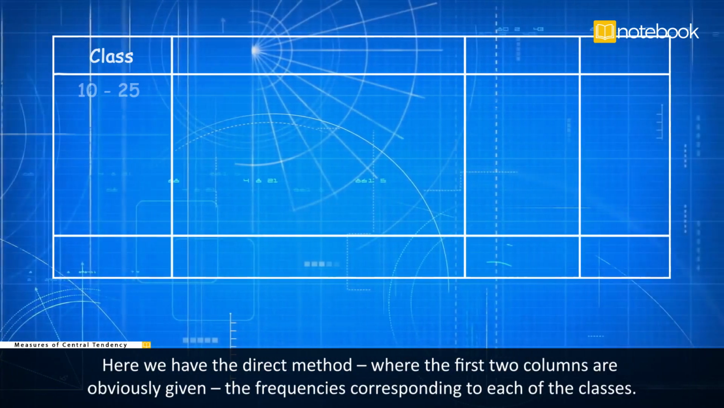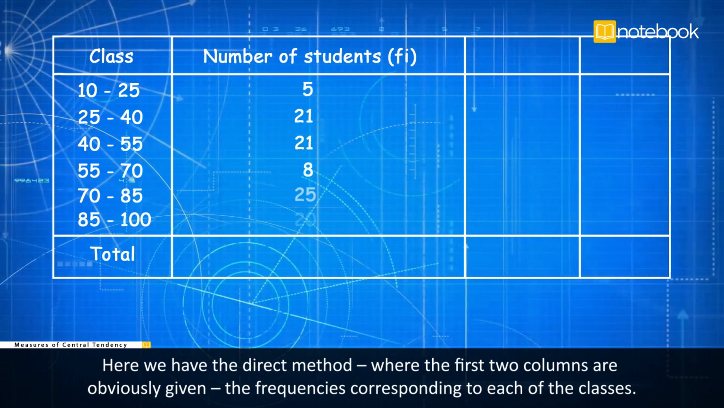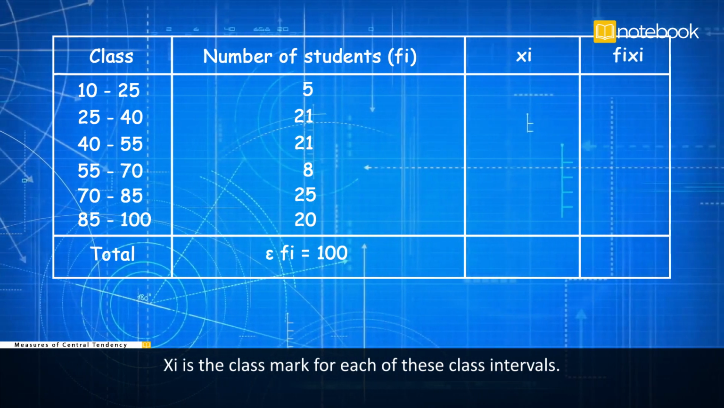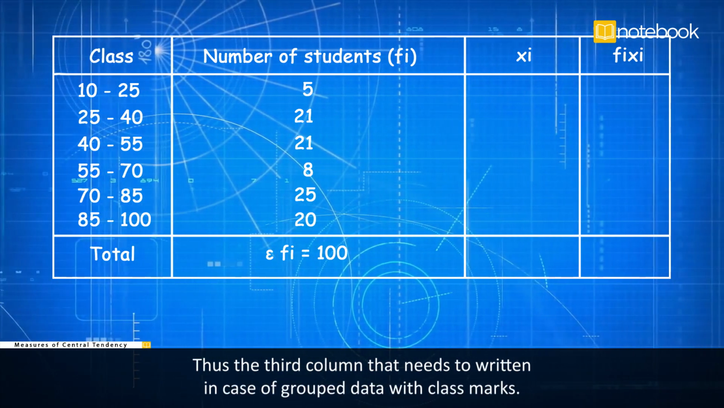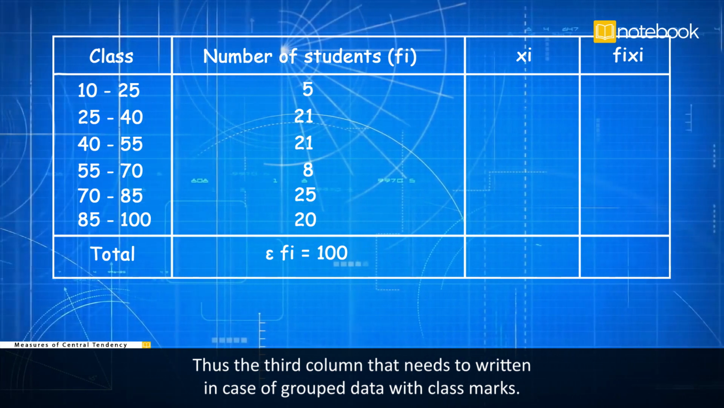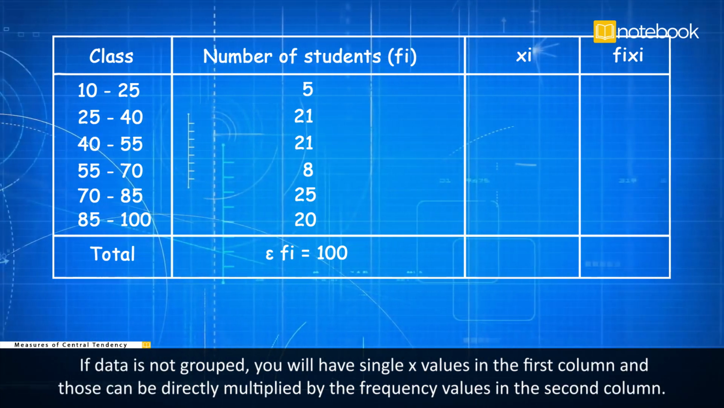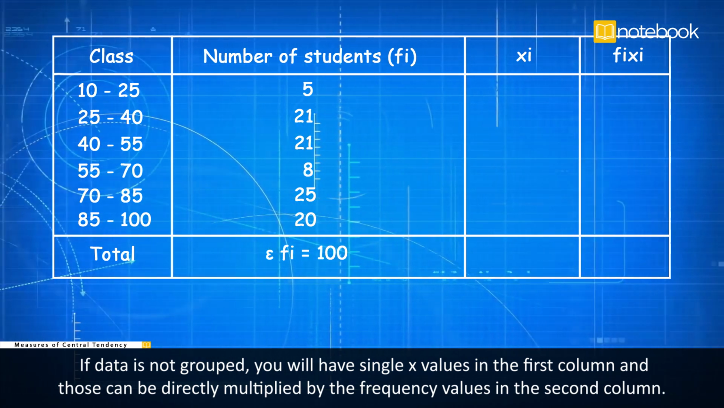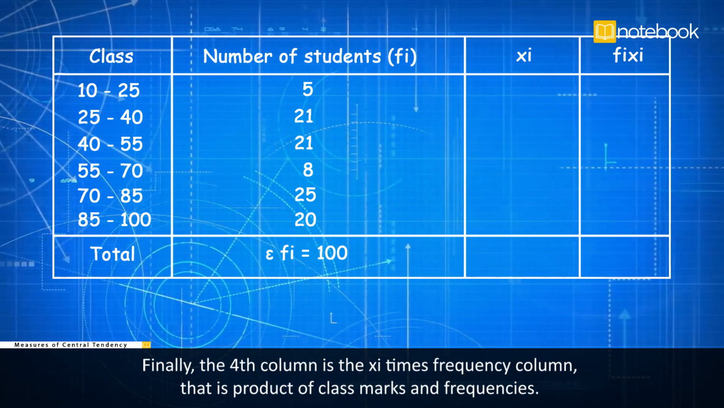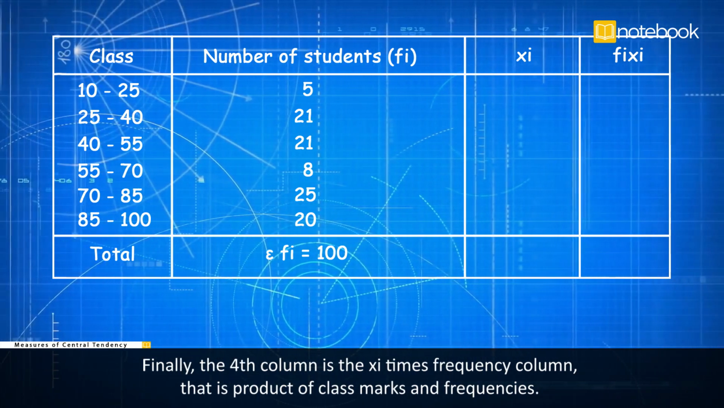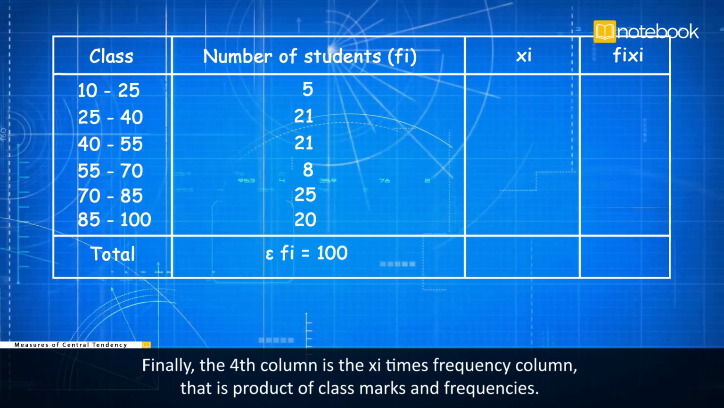Here we have the direct method, where the first two columns are obviously given, the frequencies corresponding to each of the classes. Xi is the class mark for each of these class intervals. Thus, the third column that needs to be written in case of grouped data with class marks. If data is not grouped, you will have single x values in the first column, and those can be directly multiplied by the frequency values in the second column. Finally, the fourth column is the xi times frequency column. That is, product of class marks and frequencies.